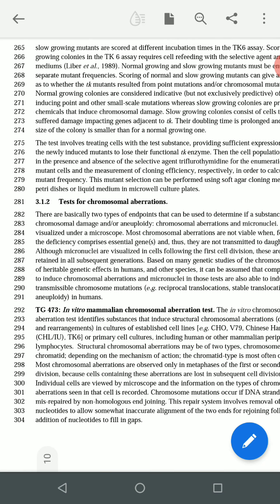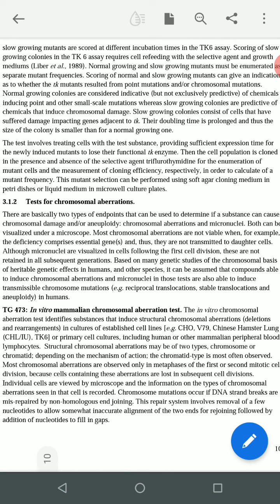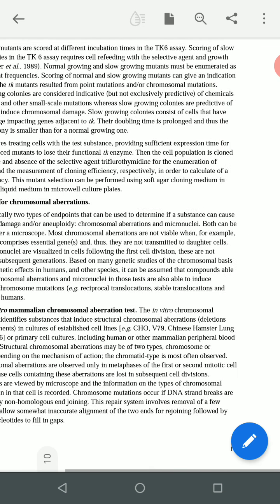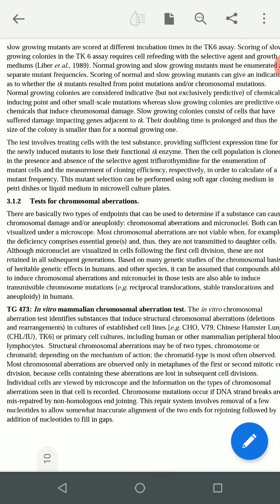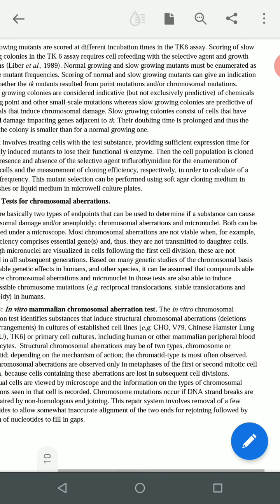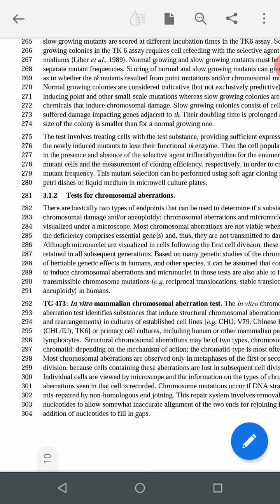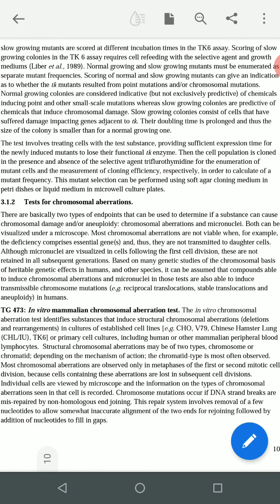So there are two: chromosomal aberrations and micronuclei. The name indicates micro, small nuclei. Both can be visualized under a microscope. Most chromosomal aberrations are not viable when, for example, the deficiency comprises essential genes, and thus they are not transmitted to daughter cells.